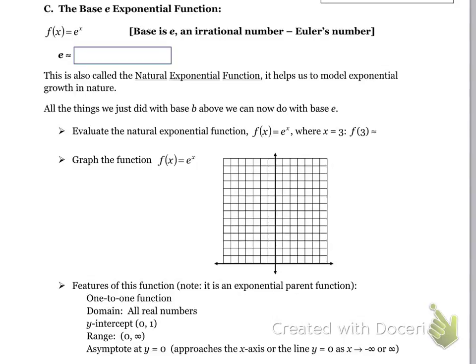Okay, part 2 of 4.1 and 4.2 notes. All right, so another exponential function we have is an exponential function that has a base of e. Now, e is an irrational number, meaning it cannot be represented as a fraction.